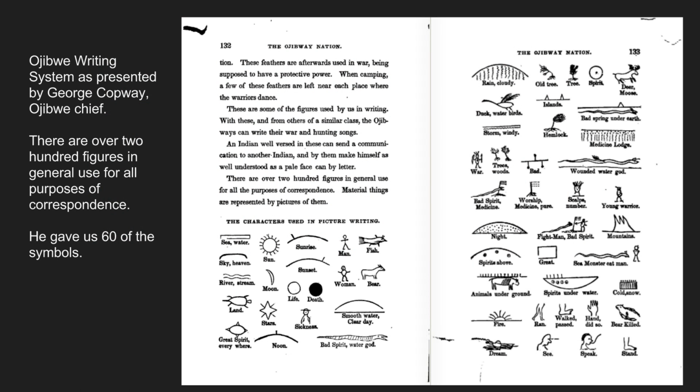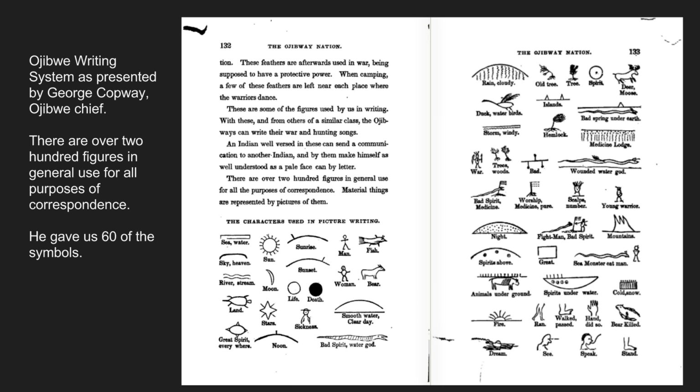Okay, now some of the symbols in the Michigan tablets are very similar to items that you will find in the writings of the Ojibwe. In around 1850 or in the 1850s, Ojibwe chief George Copeway wrote a book on the Ojibwe nation. It was a very interesting historical book, and in it he told us that they had a system of writing that was made up of about 200 symbols, and they would use it for general correspondence between the different tribes. He gave us 60 of the symbols.